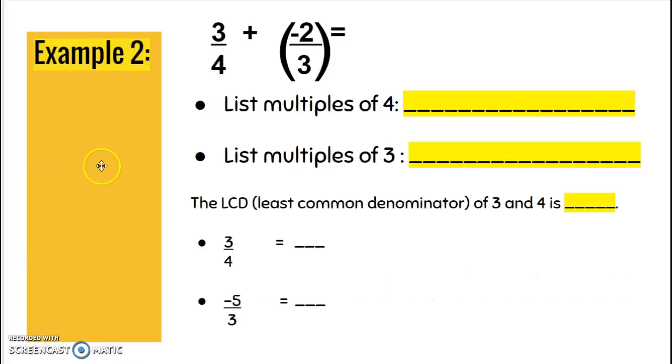Let's look at a second example. 3/4 plus a negative 2/3. Again, 4 and 3 are different denominators. So first, I have to rewrite them with a common denominator.